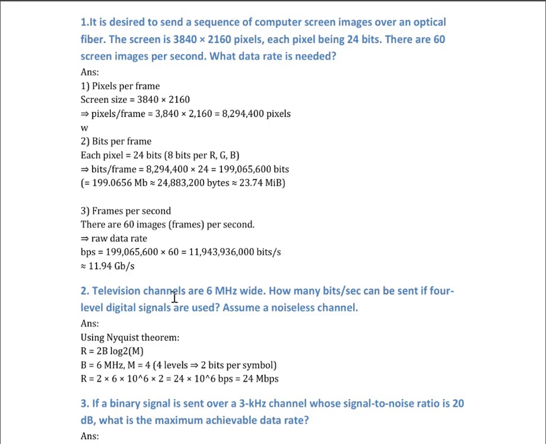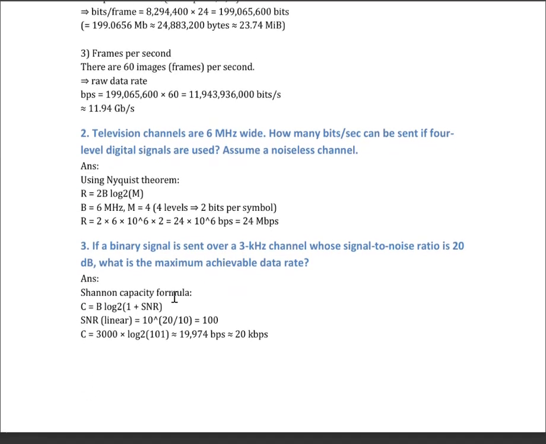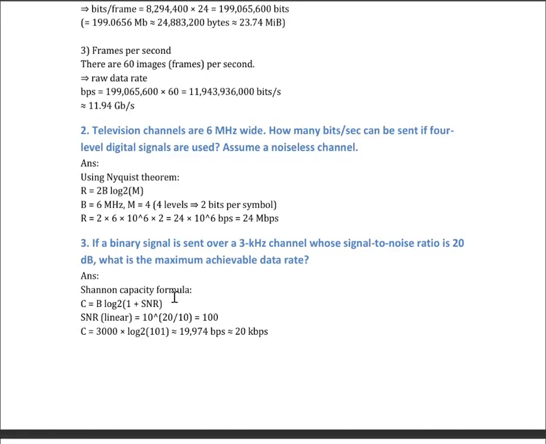Now we go to the second question. The second question is talking about a TV channel. For example, take a TV channel with four levels, which means four levels of noiseless signals. So how can we calculate this? For this problem, we use Nyquist's theorem. By this theorem, we have the formula R is equal to 2B log2 M.